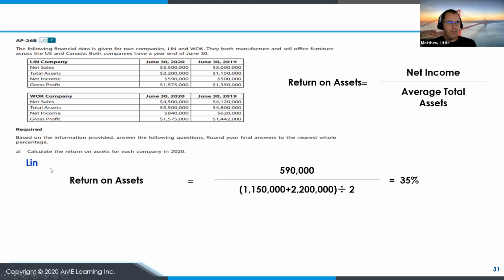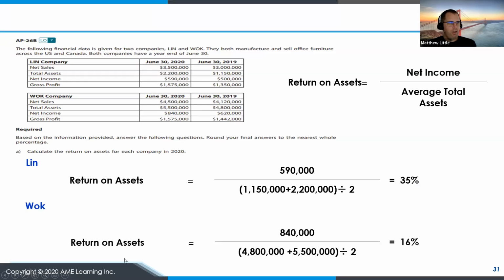So return on assets for Lynn, we would take the $590,000 net income divided by the average total assets, which would equal 35% in this case. The average total assets would be the 1.15 million plus the 2.2 million divided by 2. Our return on assets for Lynn is 35%. However, on Walk, since our total assets are so much larger at 4.8 and 5.5 million in the last 2 years, our return on assets is only 16%. Actually, our ROA is a heck of a lot better for Lynn.